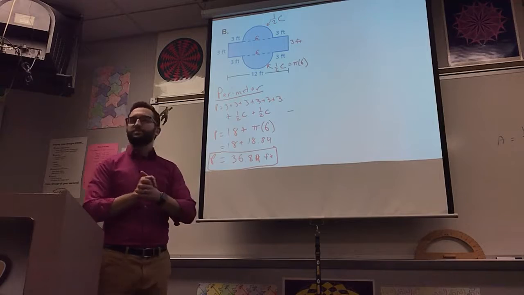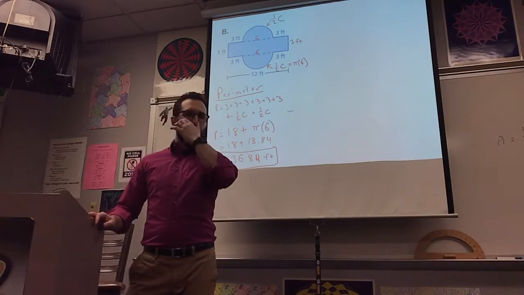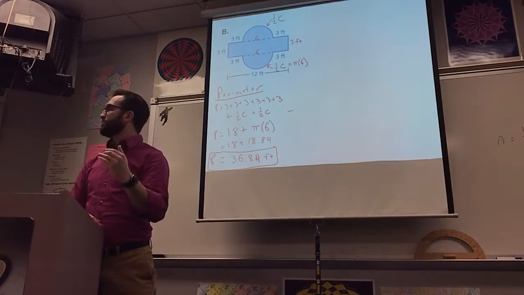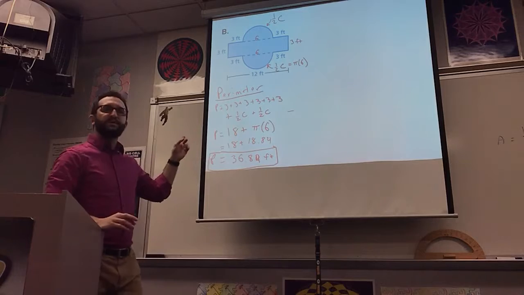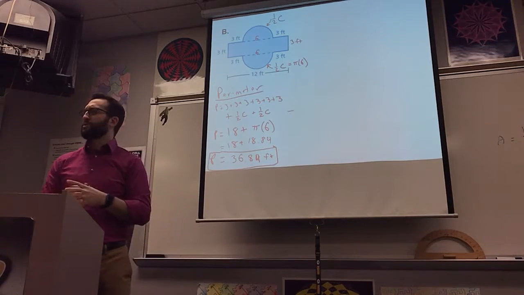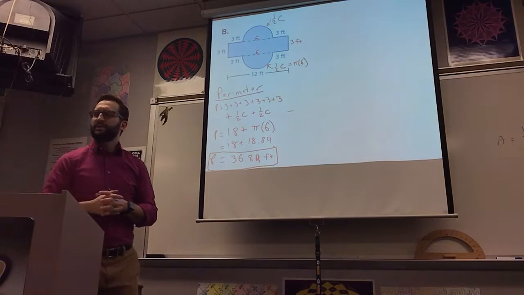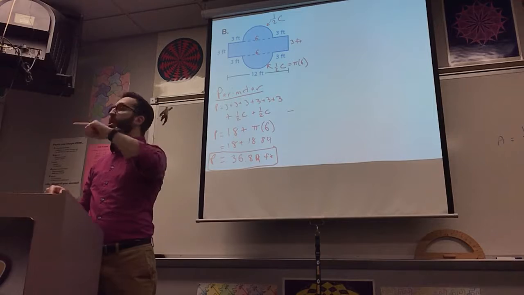So the idea behind this is we had to interpret what we were looking at. Remember yesterday when we had to find the perimeter of a semicircle? We had to get the curved part and the flat part. Why on this problem do we not need to find the flat part? Why is that not part of our perimeter? It's on the inside. The flat part isn't the perimeter. The perimeter is the distance around the shape.